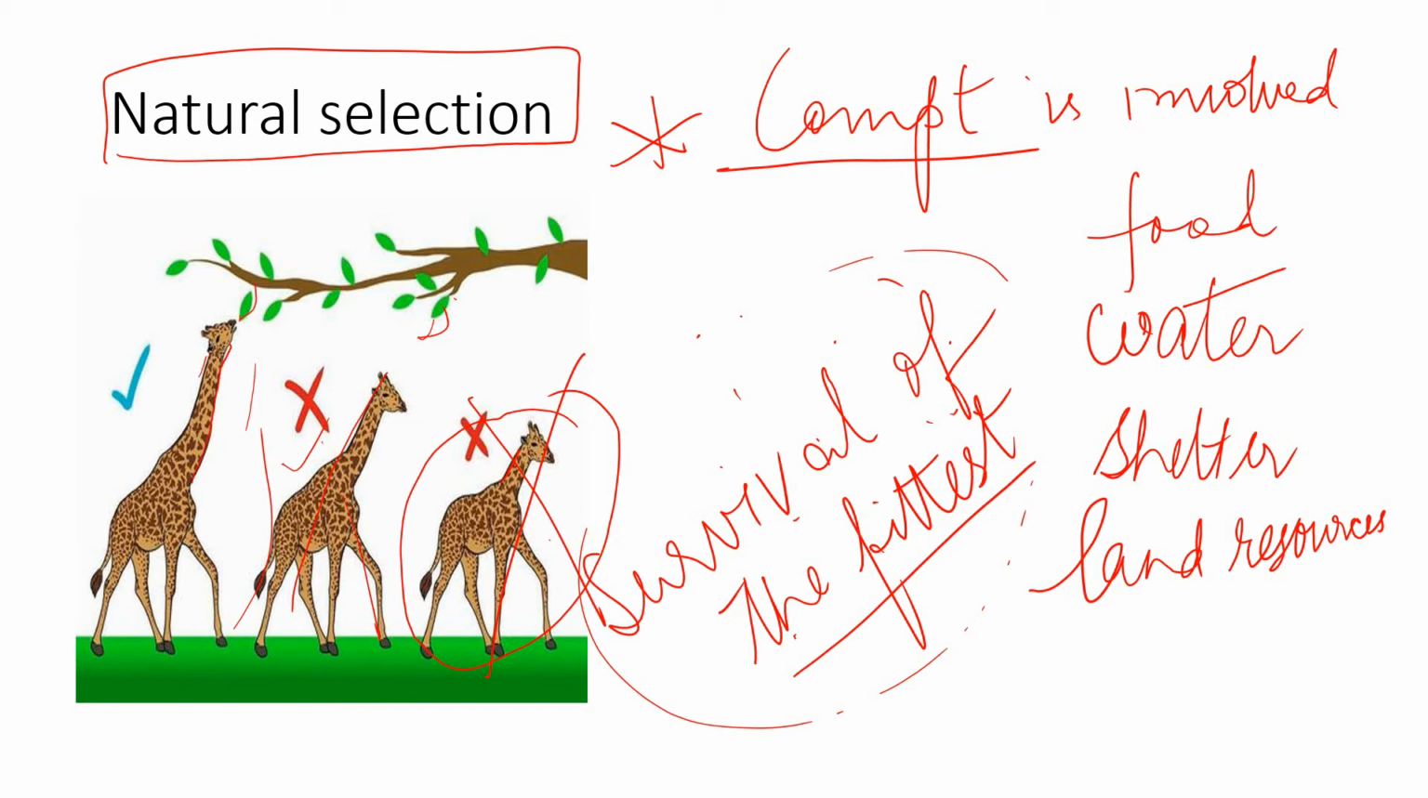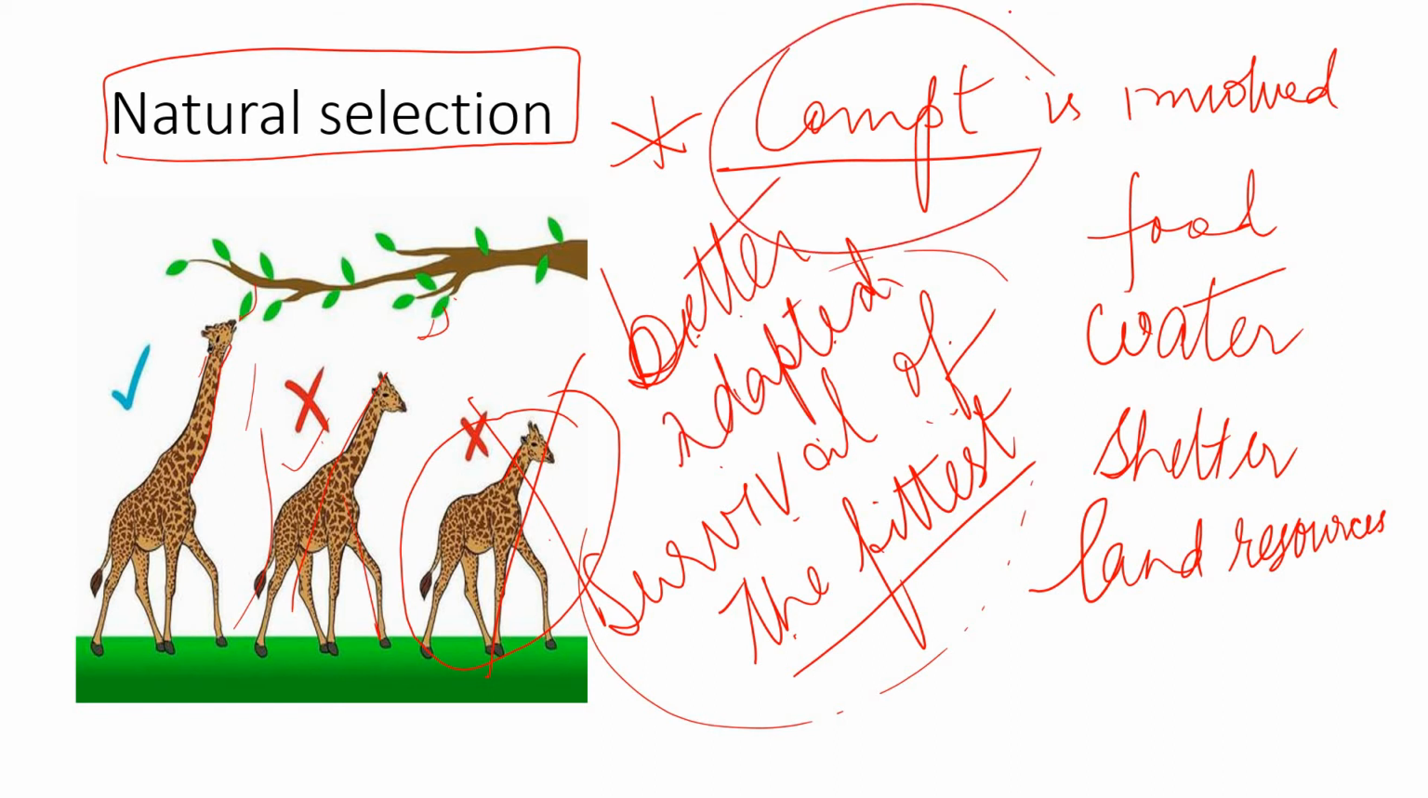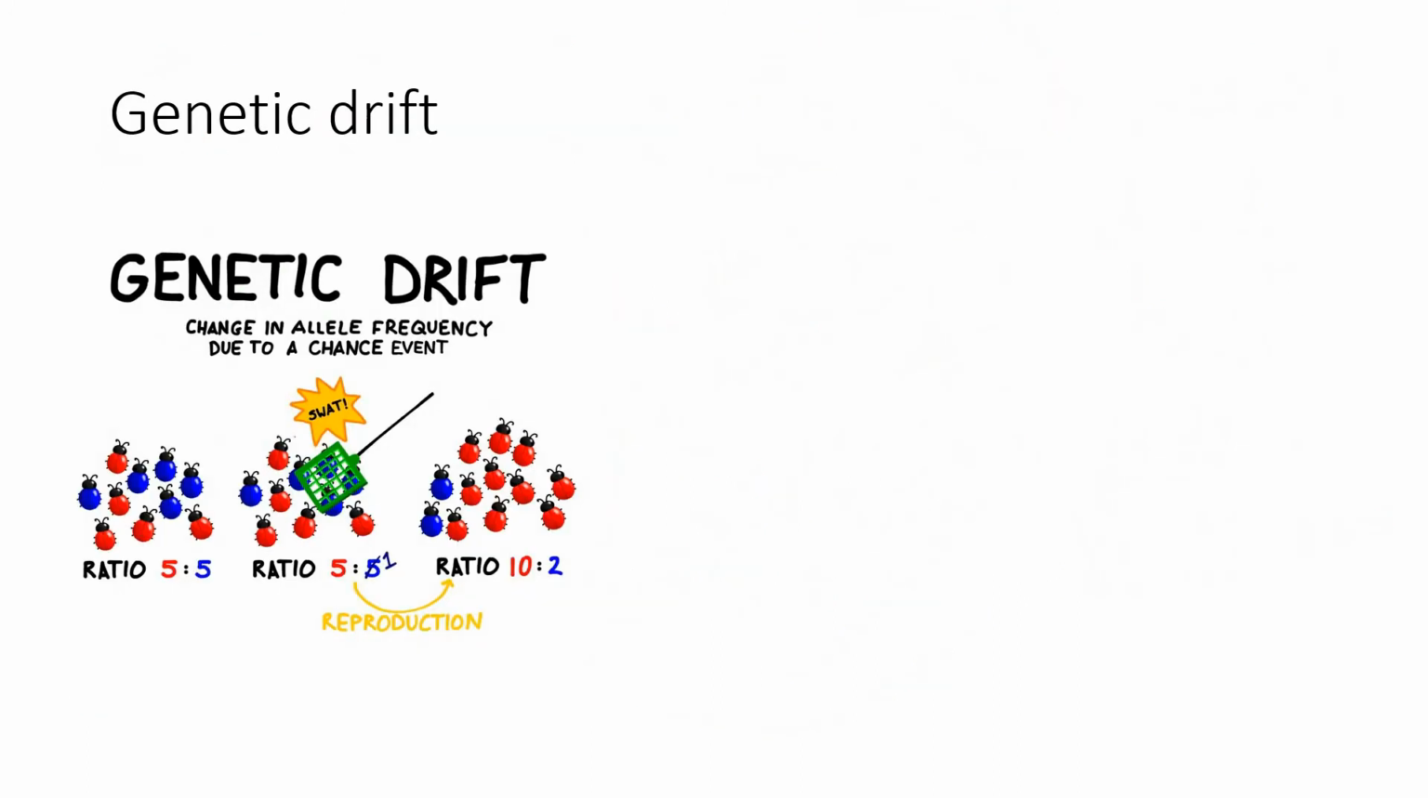This is the way nature selects who will survive and who will not survive, and thus evolution takes place in this way. I hope you have understood this one. It is all about the survival of the fittest, the one which is better adapted, and competition is involved. Now let's go to genetic drift. Genetic drift, as clearly written, is a change in allele frequency due to a chance event like an accident.